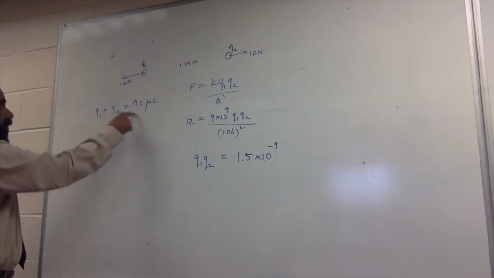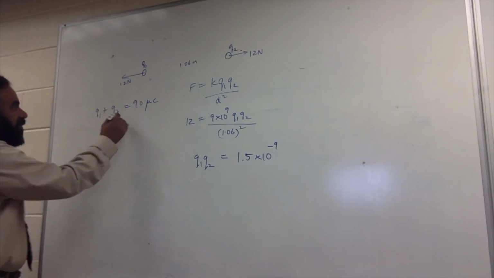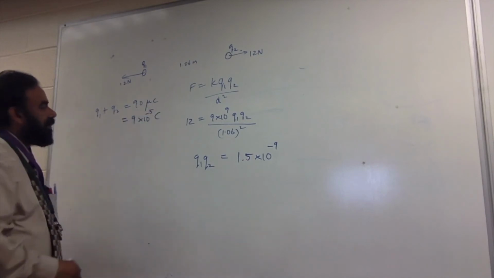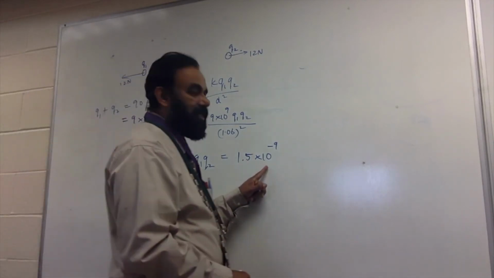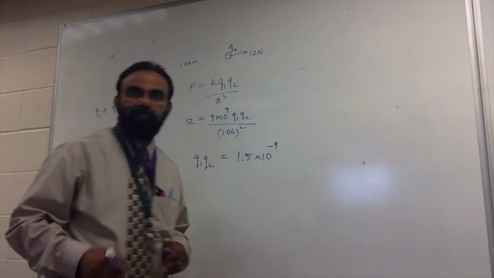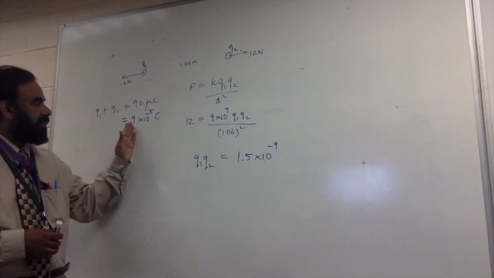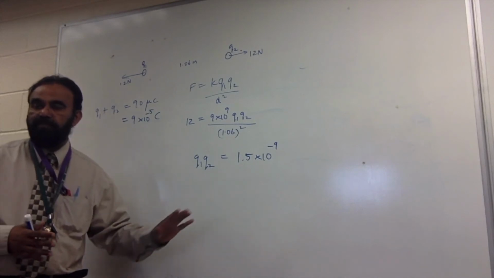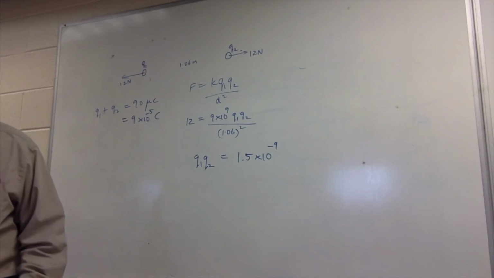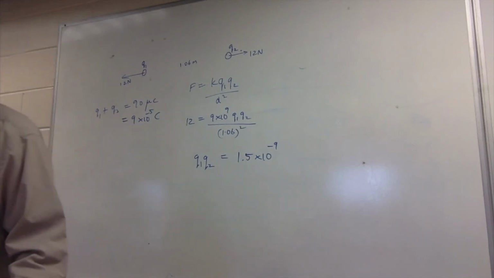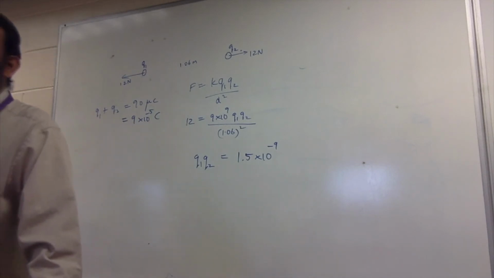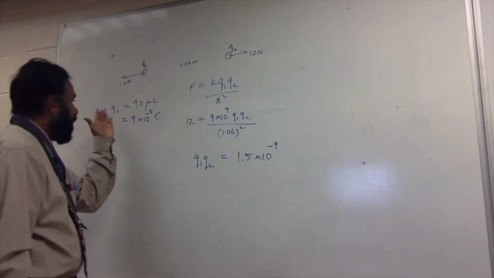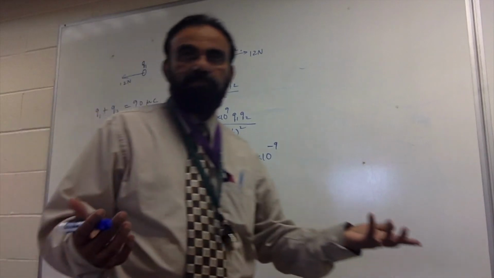And you know Q1 plus Q2 is this. So let me simplify this. This is 9 times 10 power negative 5 coulombs. And this is 1.5 times 10 power negative 9 coulomb square. So you got this and you got that. Can you find out Q1 and Q2? What approach are you going to proceed with? What's your best approach? What do you want to do? You got the product, you got the sum. Can you find Q1 and Q2?